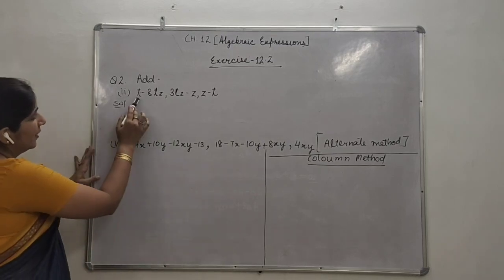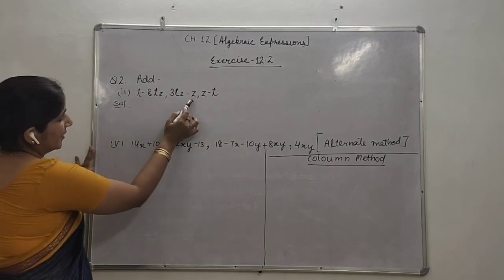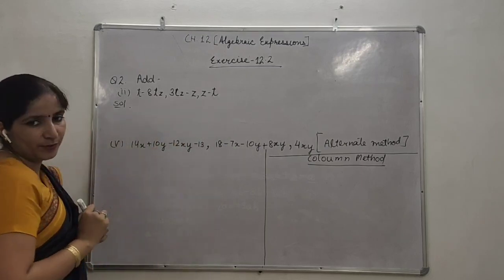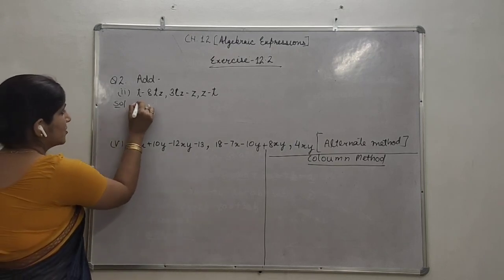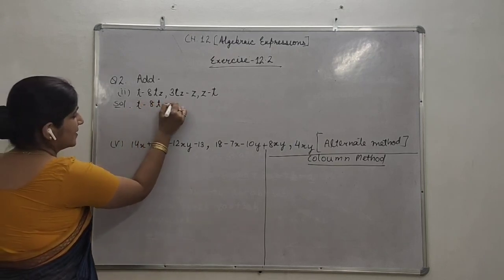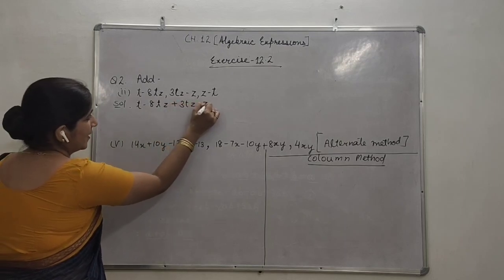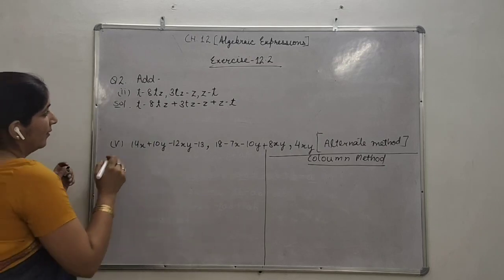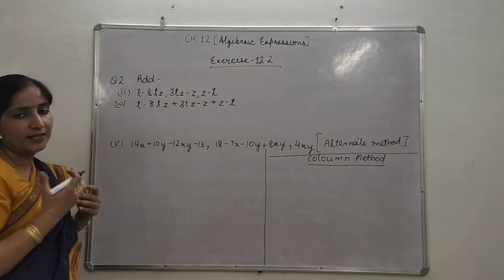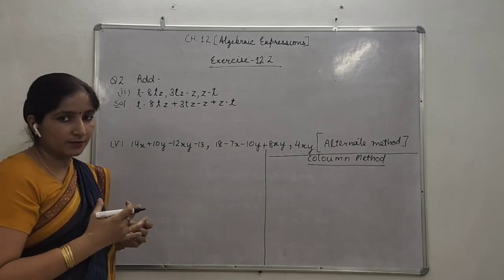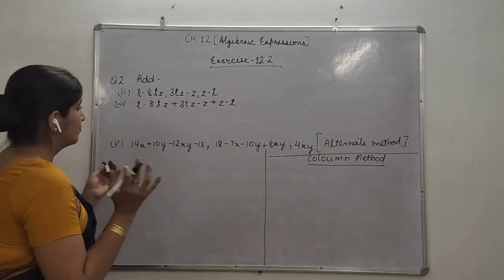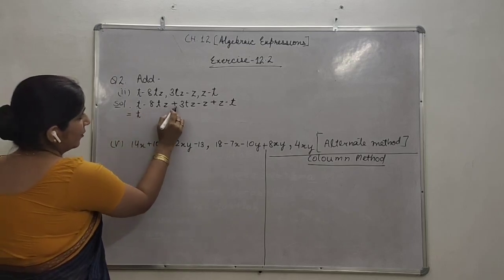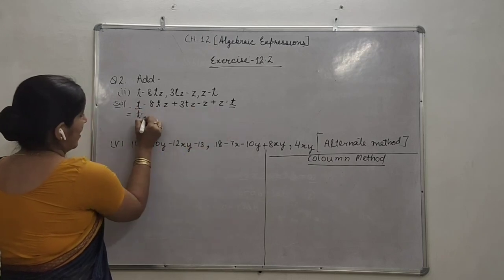Okay, first is t minus 8tz, second is 3tz minus z, and third is z minus t. These 3 algebraic expressions are given. So let us start adding. So first of all we will write the expression as it is, just putting the addition sign along with them. Okay, we have done this addition, and now again the same, we need to just rearrange the terms as per the like terms together. Okay, now first is t here, and then you have to search out for the next t, that is minus t.